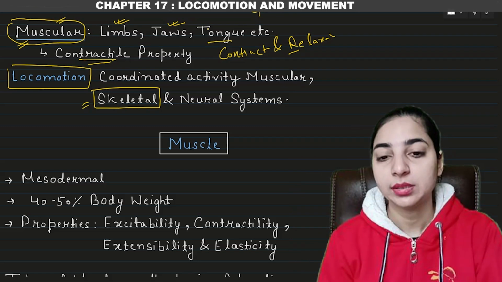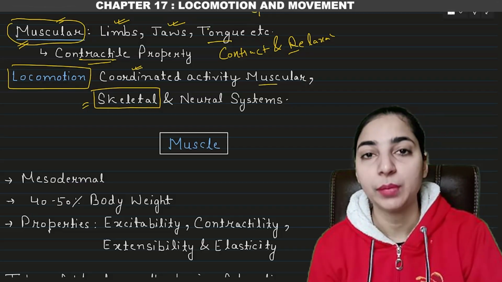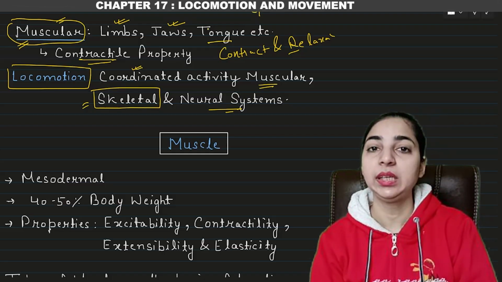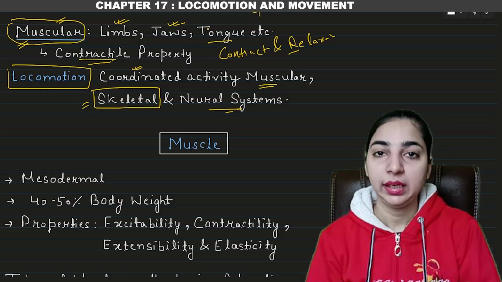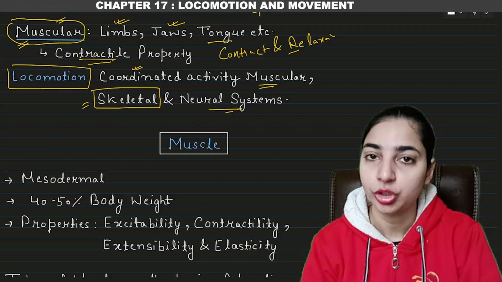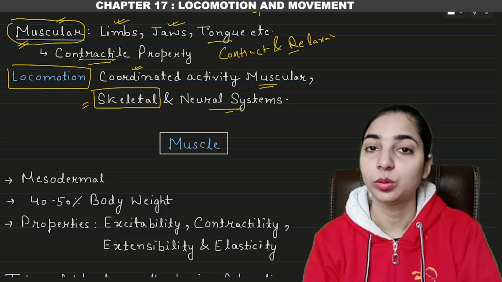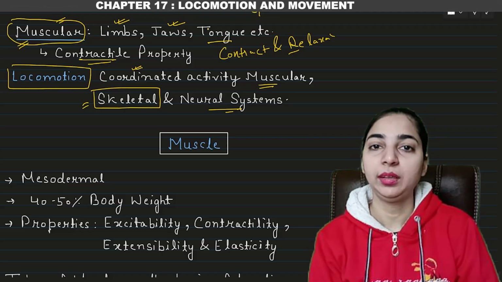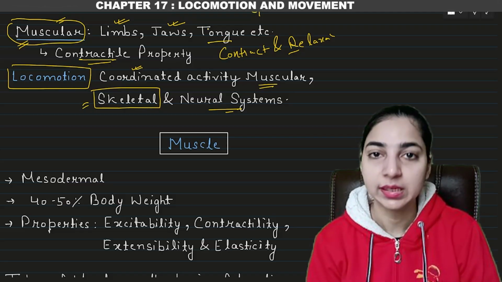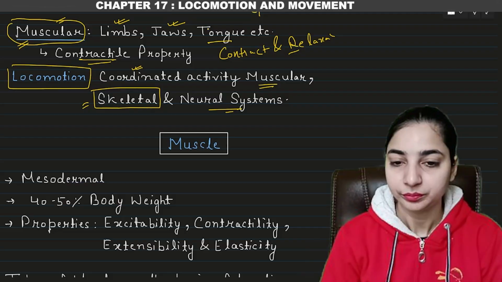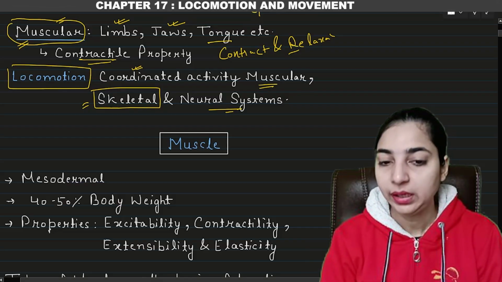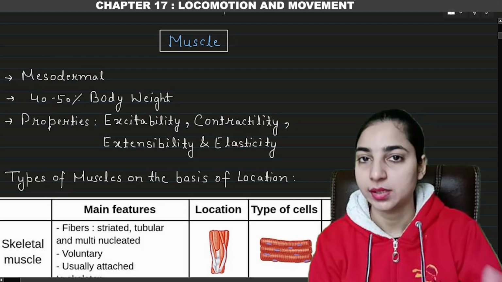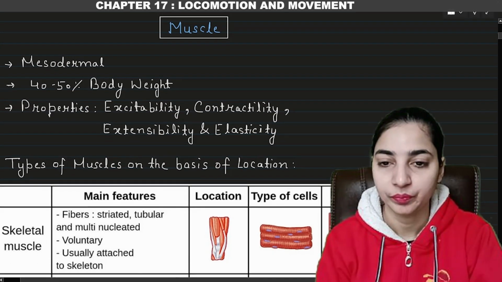So locomotion is due to the coordinated activity of the muscular system, the skeletal system, and the neural system. All these three things have to work in a coordinated manner for locomotion to take place. If any one of them is not working, then locomotion cannot be done. If I want my muscle to go somewhere and I don't want my bones to go somewhere else, then it cannot happen, right? So all the three systems should be involved.